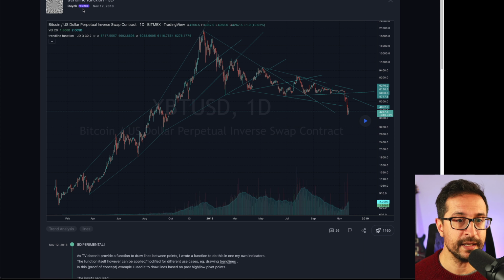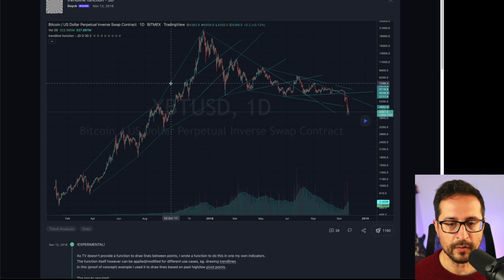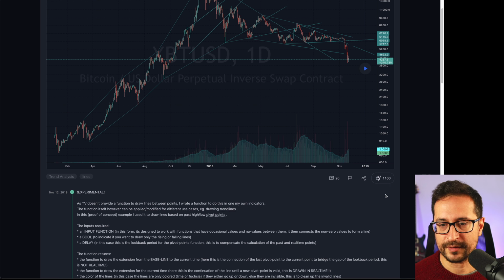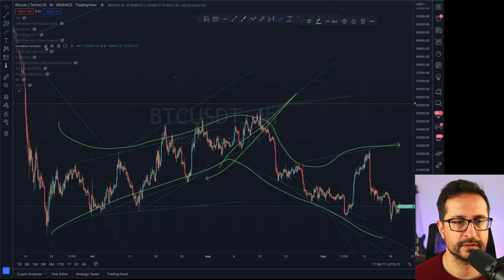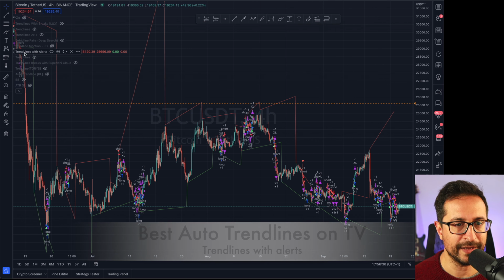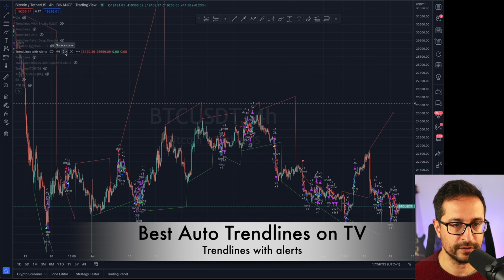Trendline Function JD is built by Duik as well. It's the same author as one of the ones before. It's got 1k likes. It's open source and it doesn't offer alerts. The next one is called Trendlines with Alerts. As the name implies, it contains alerts.